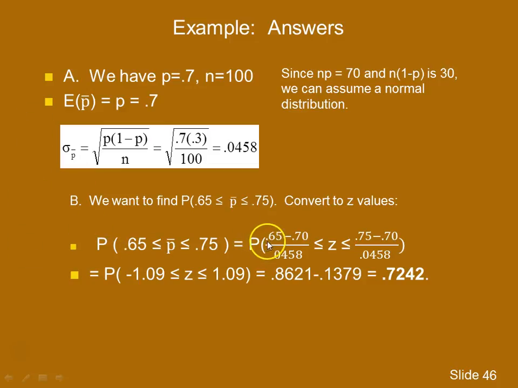Converting those to z-values, you take 0.65 minus the mean of 0.7 over the standard deviation of 0.0458. Do the same thing for 0.75. You will get z-values of plus or minus 1.09. Get the cumulative probability less than 1.09 and subtract off the cumulative below negative 1.09, and you will come up with an answer of 0.7242. So there's about a 72% chance that your sample proportion will be within 0.05 of the true population proportion.